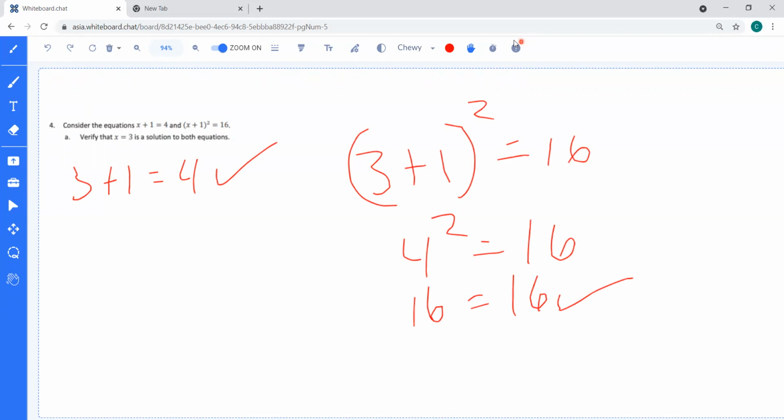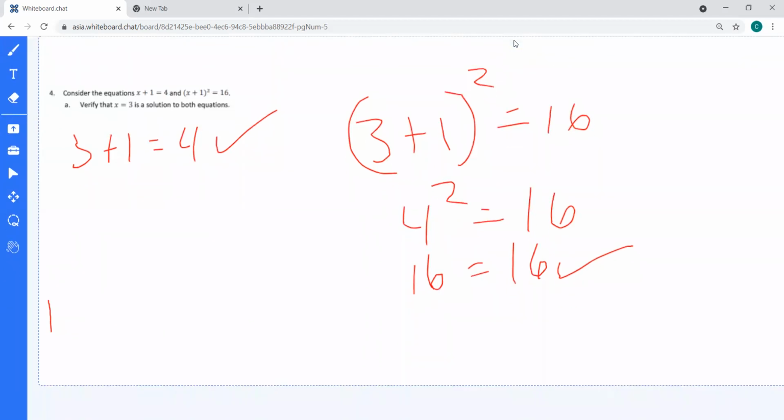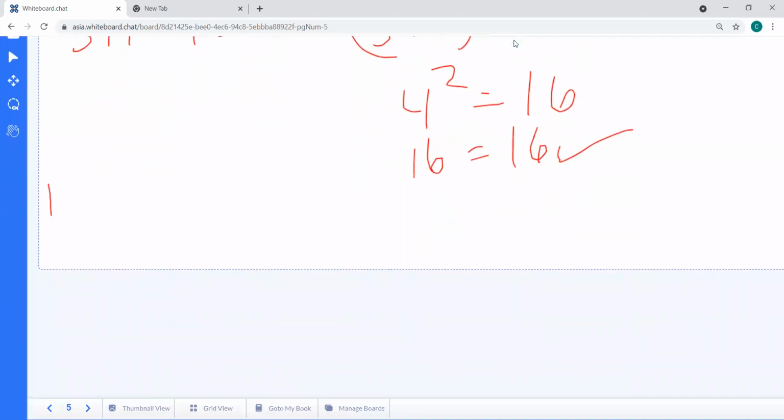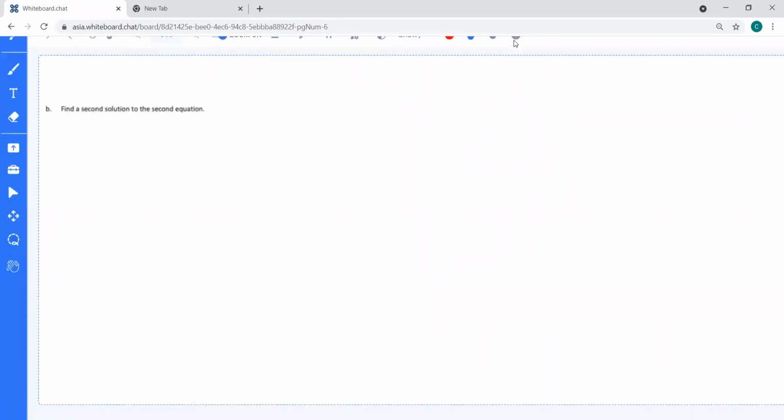Find a solution. Okay. Let me show up here. I messed up my screen whenever I erased it.